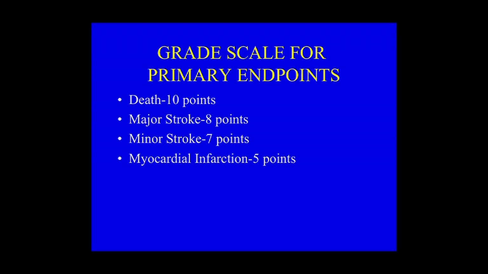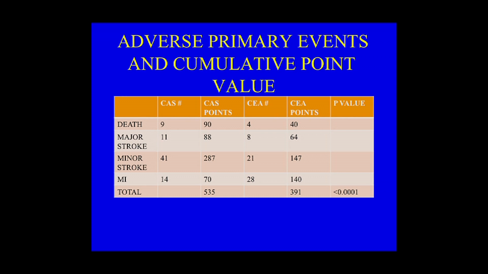If you look at the adverse events based upon a point count, in death, there were 9 deaths with the angioplasty and stenting. That would have given you 90 bad points. There were 4 deaths with carotid endarterectomy. That would have given you 40. And we'll go down the line with all of these. And the bottom line is that in terms of the adverse event point rates, carotid angioplasty and stenting would have had 535 bad points, carotid endarterectomy 391 bad points, and that difference was statistically significant in favor of carotid endarterectomy.